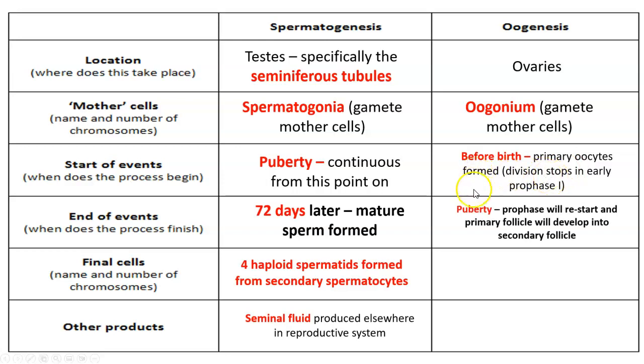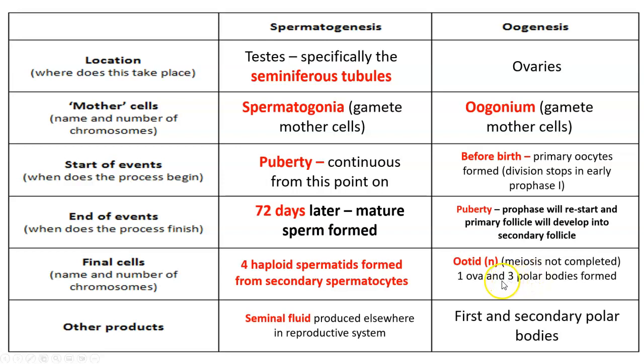Okay, the next stage in the cycle restarts at puberty. The prophase 1 will restart, and the primary follicle and therefore the primary oocyte will develop into a secondary follicle containing the secondary oocyte. The final cells that are produced are the ootid, which is an immature egg. Now, meiosis is not completed at this point. Remember, we are arrested in metaphase 2, but we do have an immature egg and 3 polar bodies.